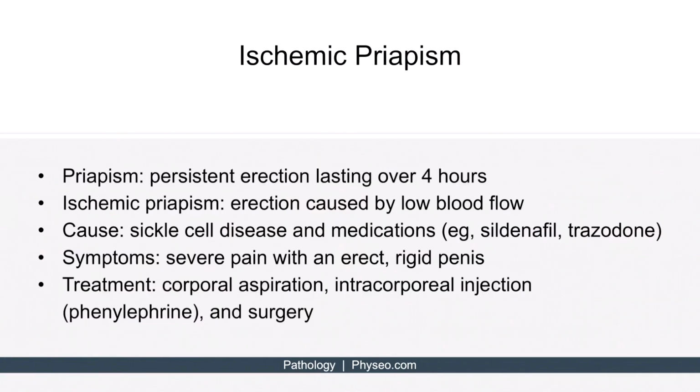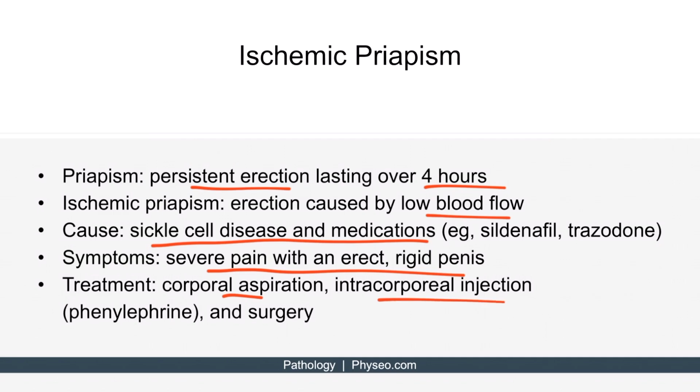Priapism means a persistent erection. It's not associated with sexual stimulation and lasts at least 4 hours. Ischemic priapism specifically means that the erection is caused by low blood flow. The main causes of ischemic priapism are sickle cell disease and medications, such as sildenafil and trazodone. Sickle cell disease can cause ischemic priapism when sickled cells block the vasculature in the penis. The main symptom is severe pain with an erect, rigid penis. Treatment includes corporal aspiration, intracorporeal injection, and if those fail, then the patient needs emergent surgery.